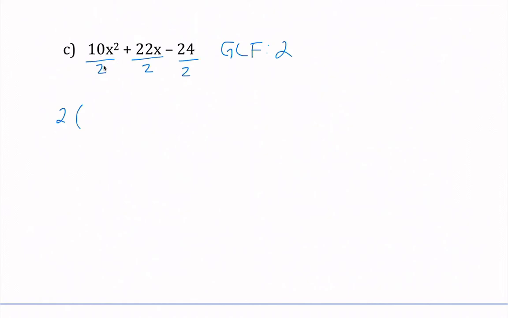So 10 divided by 2 is 5. My x squared drops down. 22 divided by 2 is a positive 11. My x drops down. A negative 24 divided by 2 is a negative 12.